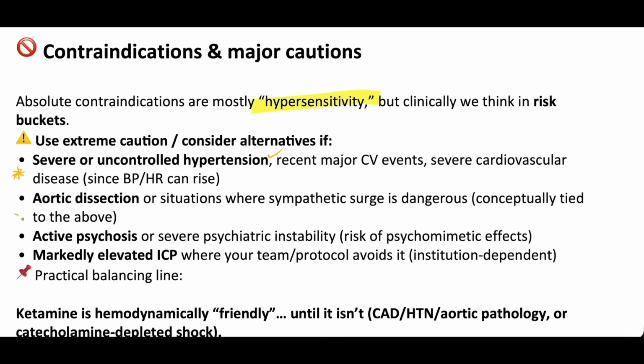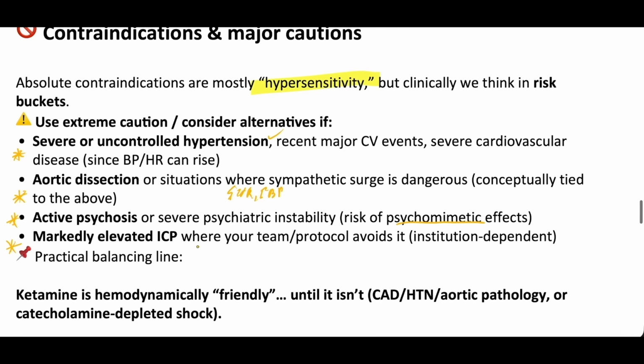Aortic dissection, certainly, right? You're trying to control that shear force, that impulse control, aka bring the heart rate down, bring the blood pressure down. Starting ketamine and risking that sympathomimetic effect of increased heart rate and increased blood pressure is probably not the right thing. Active psychosis should be avoided, right? We talked about the psychomimetic effects that can happen. And then markedly elevated ICP. Again, whether this is really true or just kind of an old adage is unclear, but many institutions avoid giving ketamine to some with markedly elevated ICP.